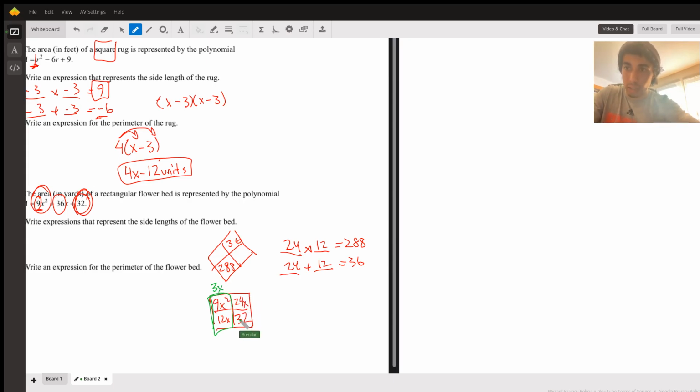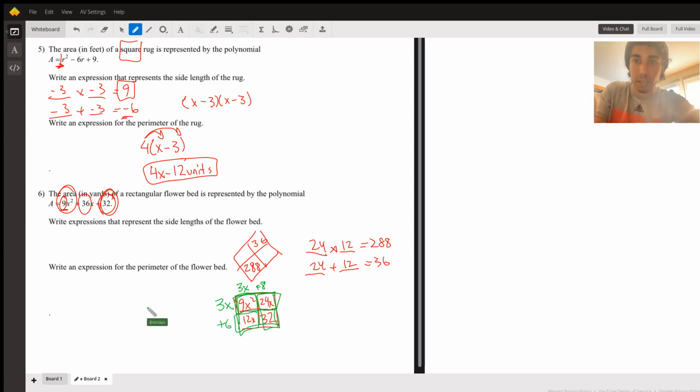Let's go in the second column here. The largest number that goes into 24 and 32 is 8. And then we can't take an x out, so that's just going to be an 8. All right, we're going to do the same thing in the two rows. So from the top row, you can take out another 3x. And then in that bottom row, you can take out a 6. All right, so those are going to be our side lengths. 3x plus 8, 3x plus 6.